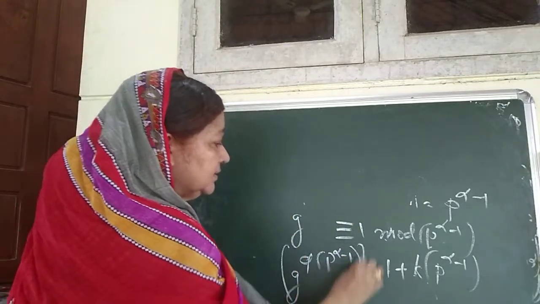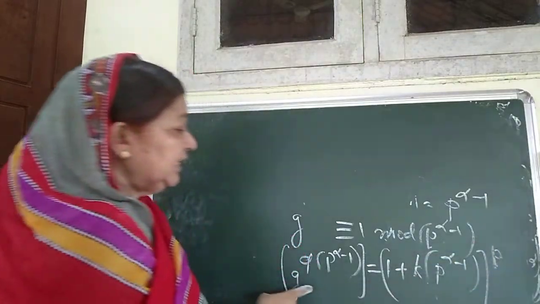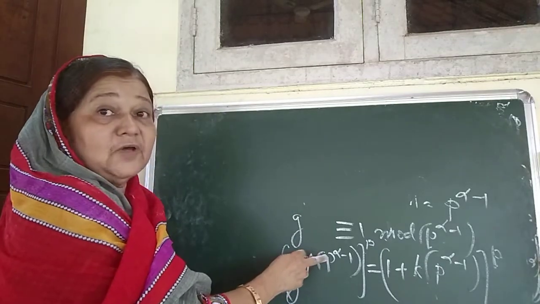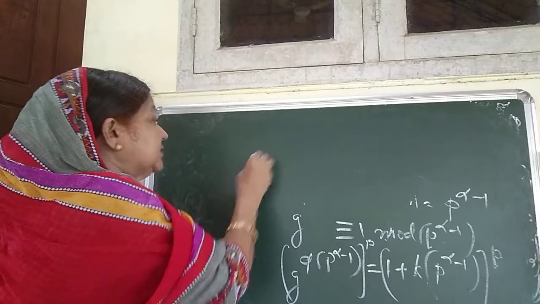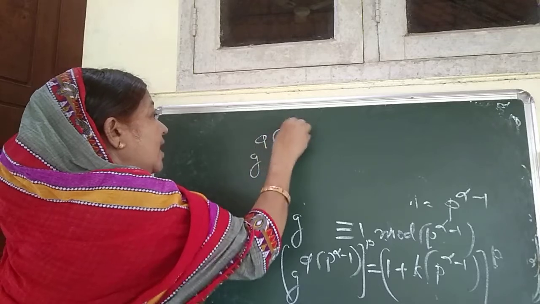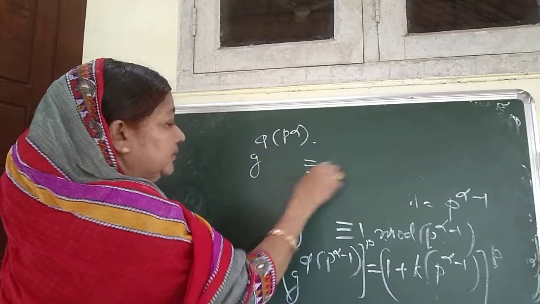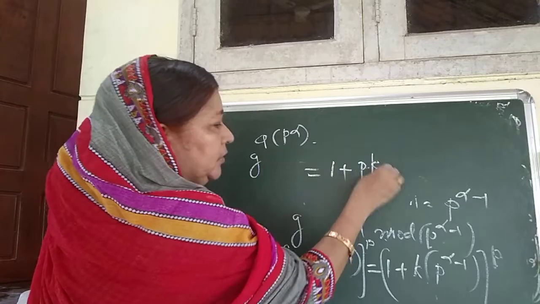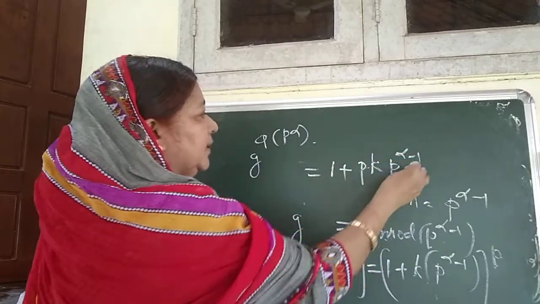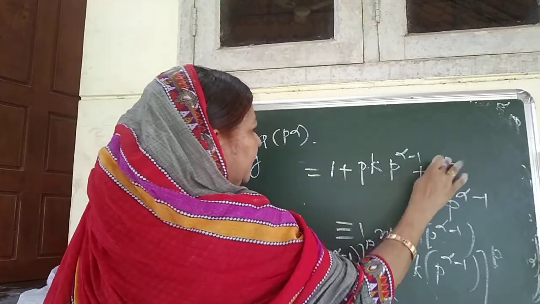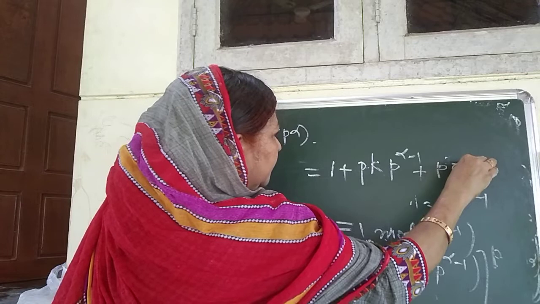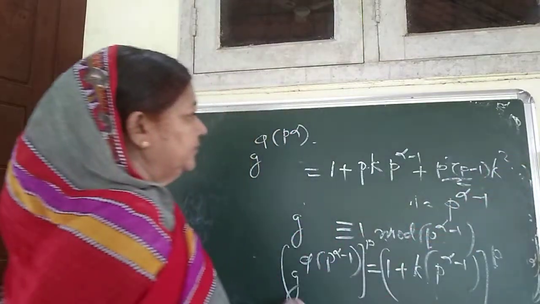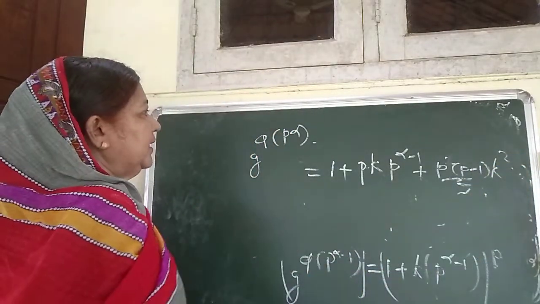Then taking p power just as the square, we have g raised to phi of p raised to alpha minus 1 into p, that is g raised to phi of p raised to alpha, is equal to 1 plus p into k into p raised to alpha minus 1 plus p square into p minus 1 by 2 into k square etc. So we get g raised to phi of p raised to alpha.